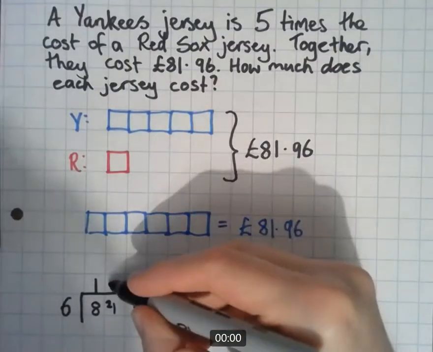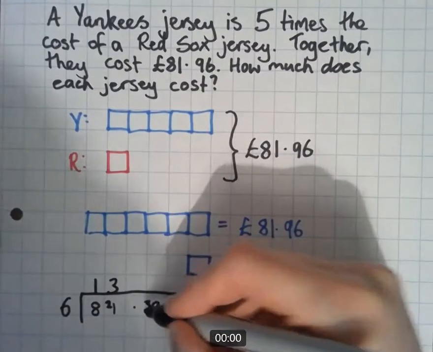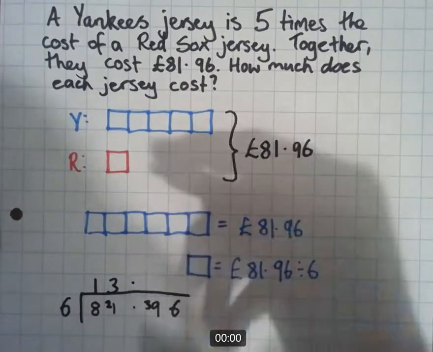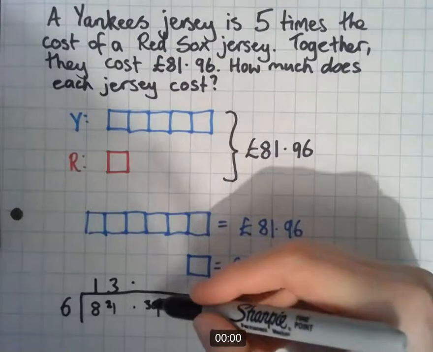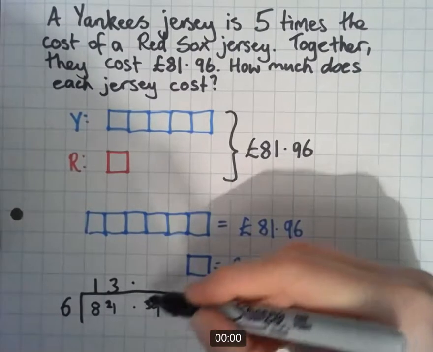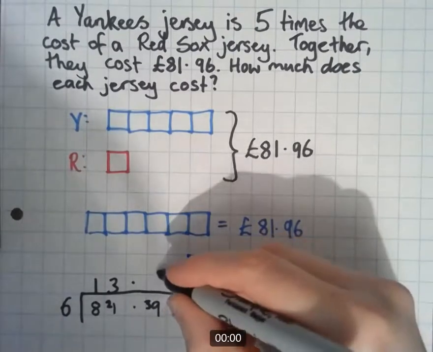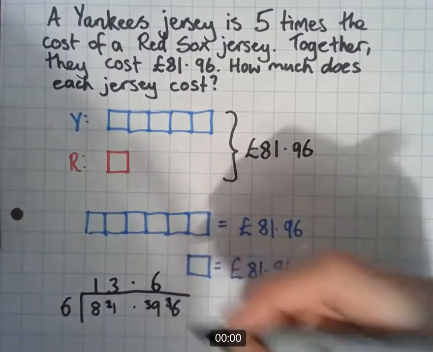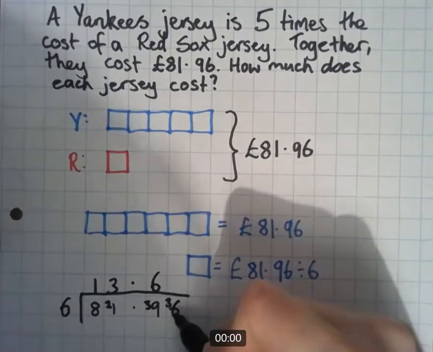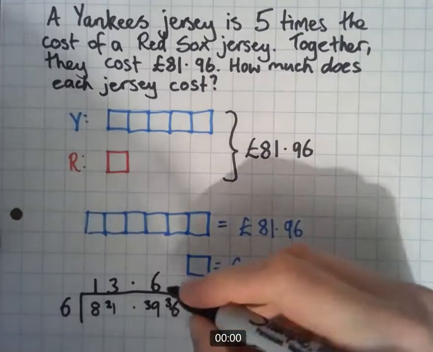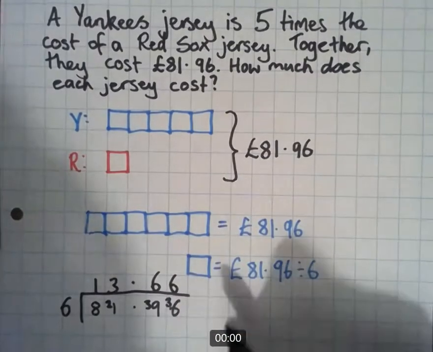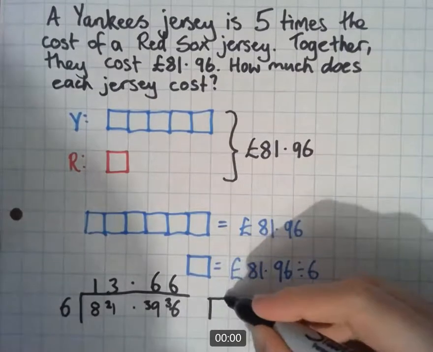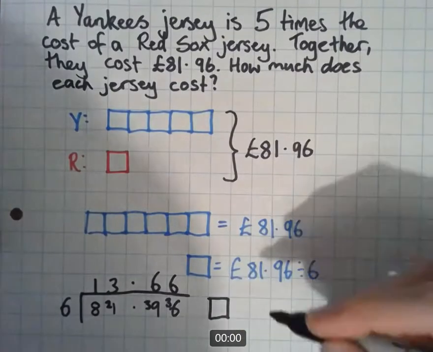Well, we can make 3 with a remainder of 3. Don't forget to put your decimal point in to remind you you're now working in your pence. So how many groups of 6 can we make from our 39 10 pences? Well, we can make 6 with a remainder of 3. And then how many groups can we make from our 36 pennies? We can make 6. So now we've just done this calculation here. We've done our £81.96 divided by 6.